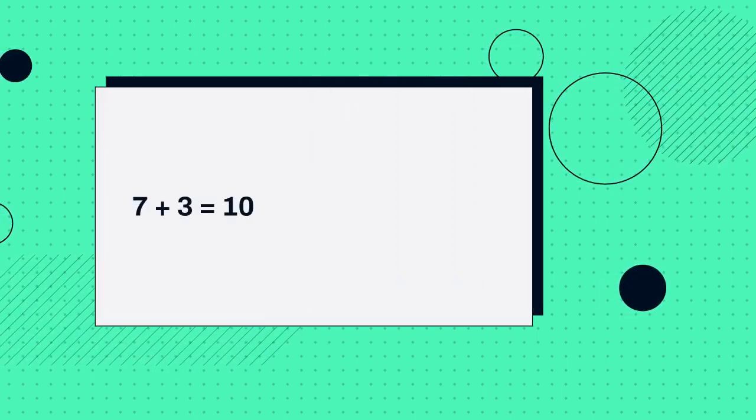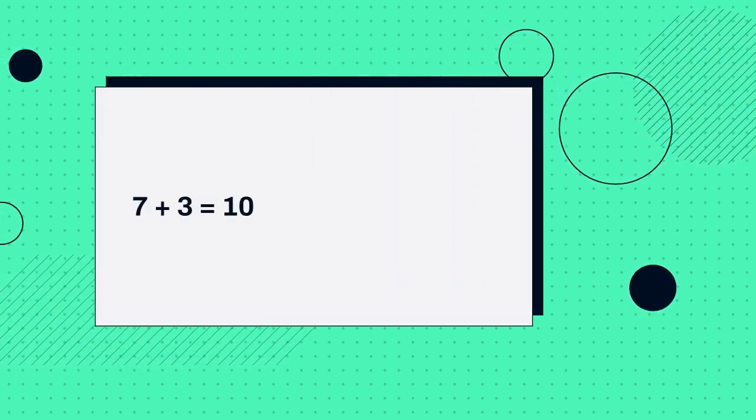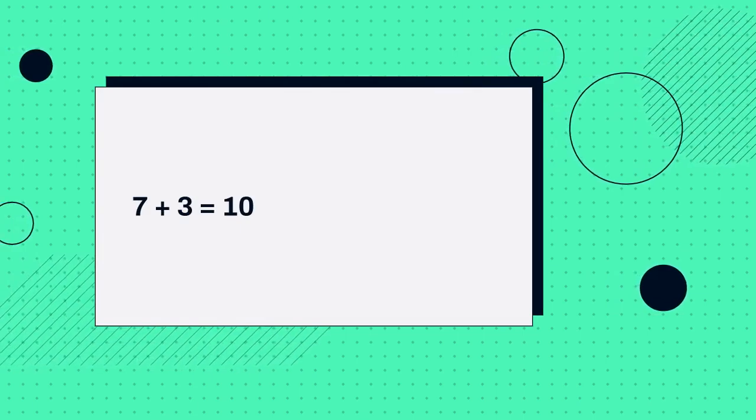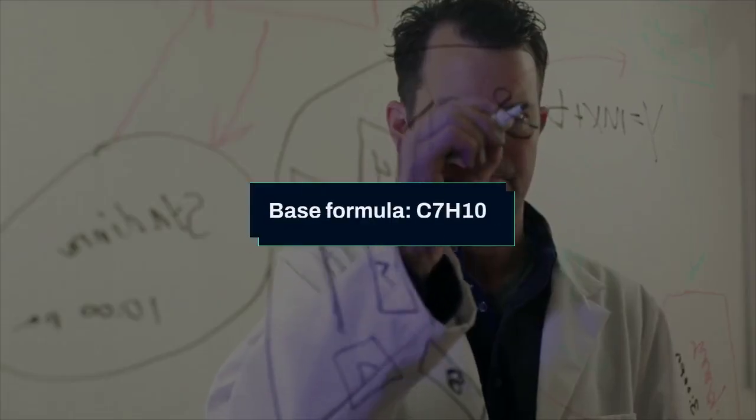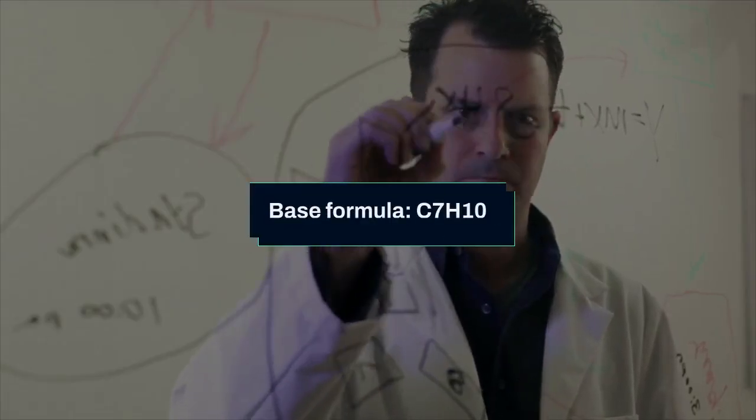To get the number of hydrogens, you add the remainder to the whole number, so 7 plus 3 gives you 10 hydrogens. This gives us a base formula of C7H10.